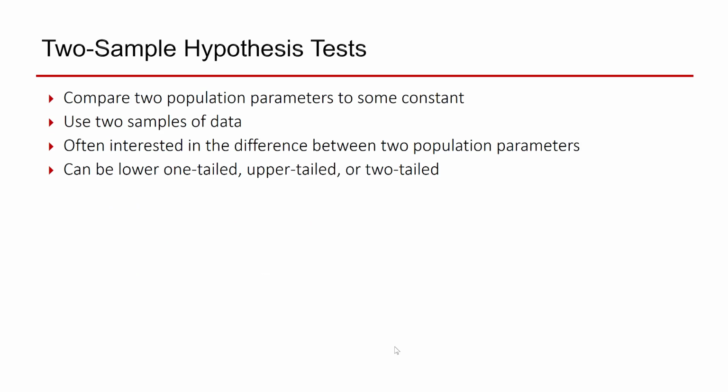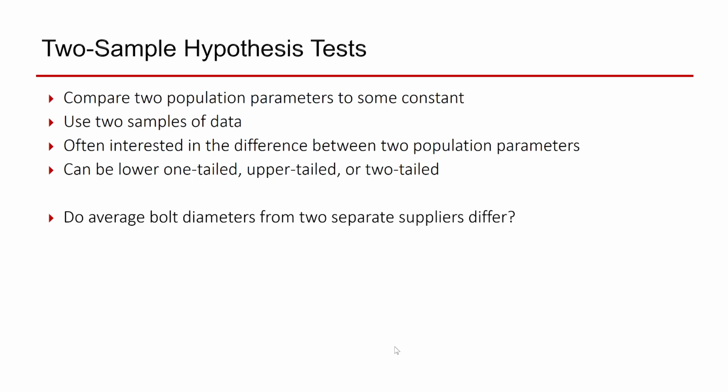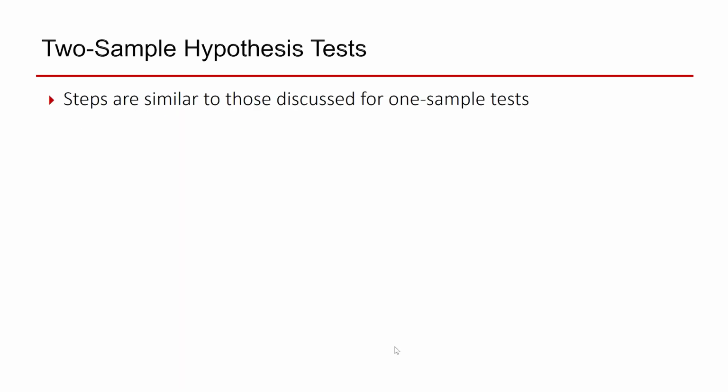So we want to compare two population parameters to some constant. In our one sample hypothesis test, we compared one population parameter to a constant. Now we're just going to have two. So we're going to use two samples of data, and we're often interested in the difference, that is, subtracting the two population parameters. And again, these can be lower one-tailed, upper-tailed, or two-tailed. So for example, do average bolt diameters from two separate suppliers differ? Or does average on-time performance differ at two plants?